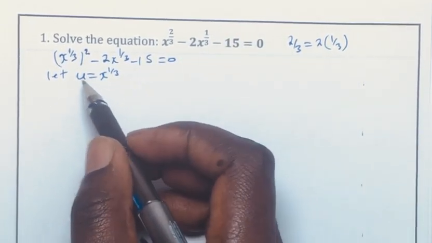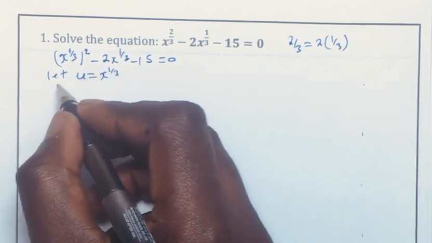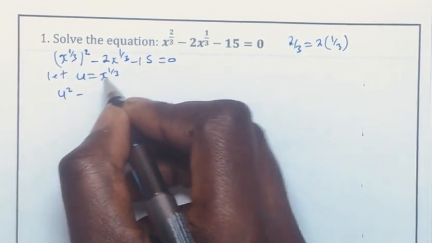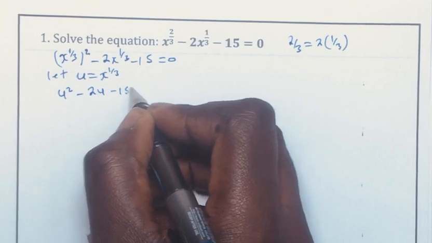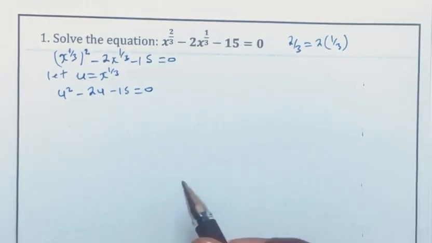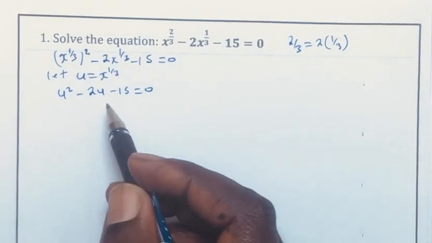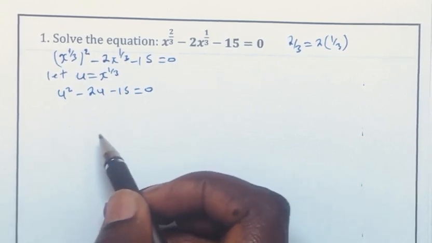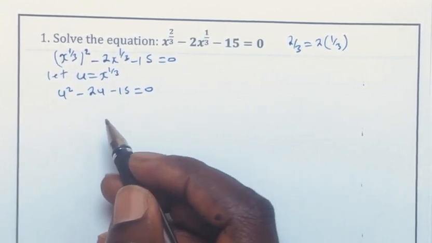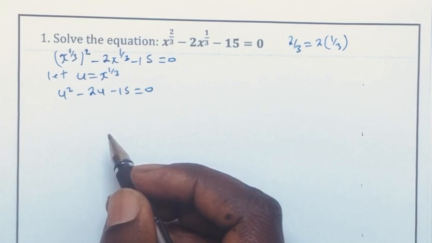Then after doing that, we can rewrite the equation in terms of u, so that we have u squared minus 2u minus 15 is equal to 0. So we have a quadratic equation in terms of u. We can solve for u using any method. Let us use a factorization method.